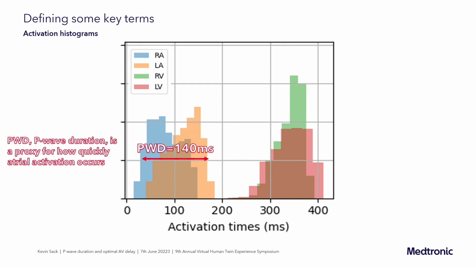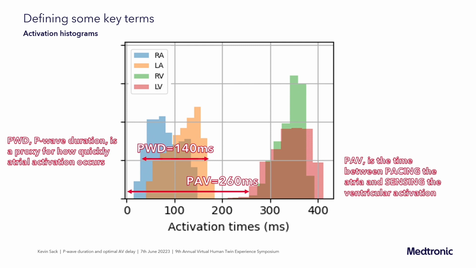So our P-wave duration comes from the histogram duration width, right, for the left and right atrial activation combined to give us that P-wave duration. And PAV is a common pacing term, but essentially it talks about the AV delay. And you'll see it in my slides, but I want you to think of it as AV delay.